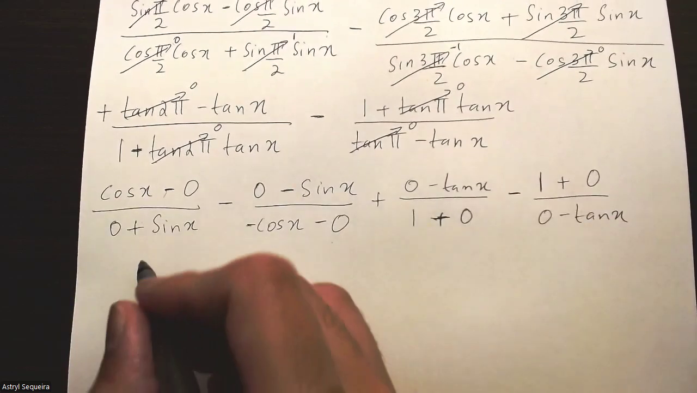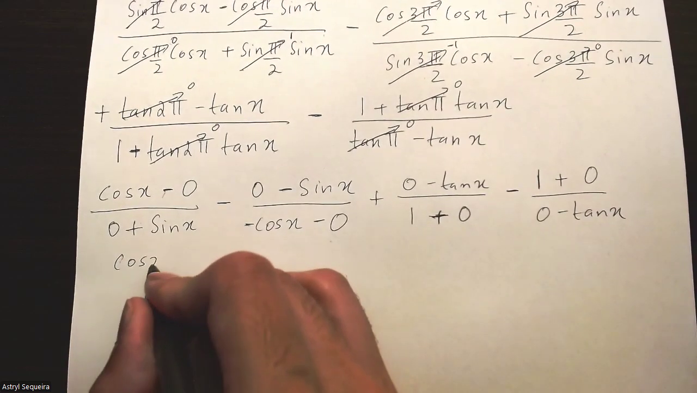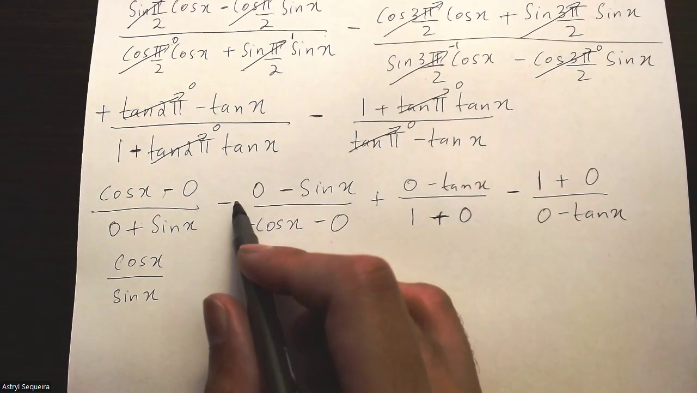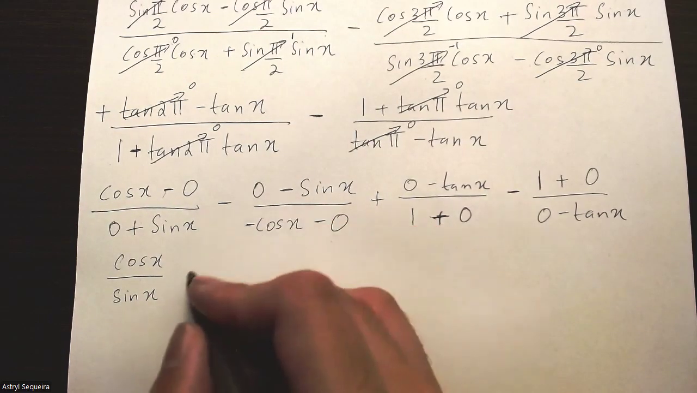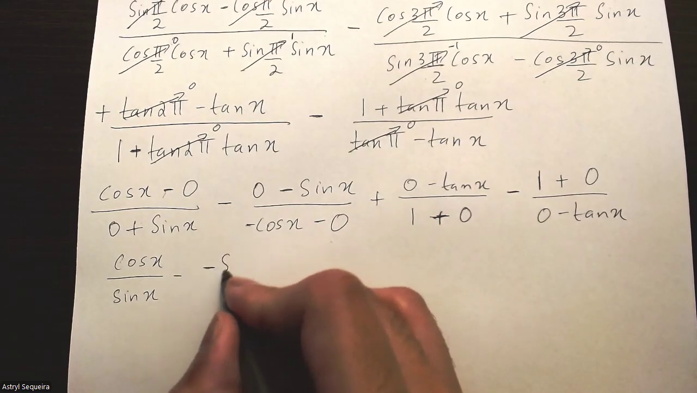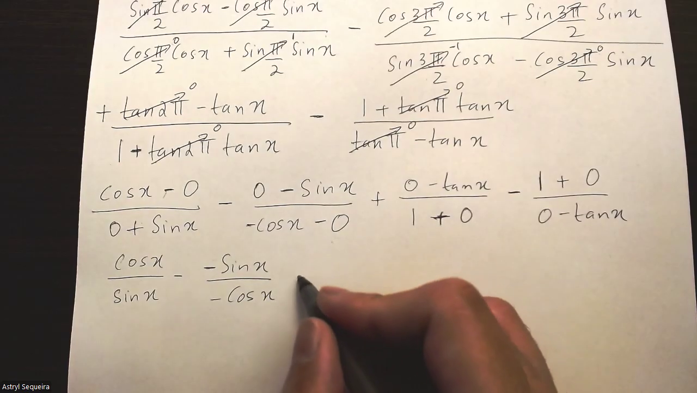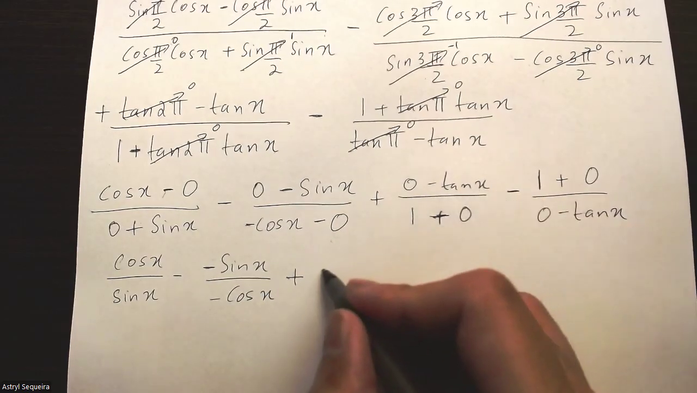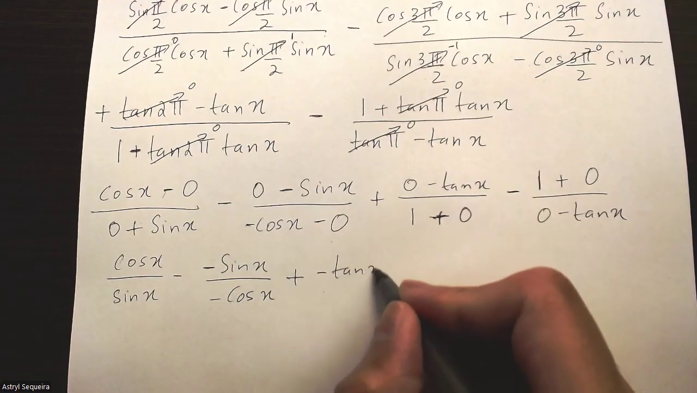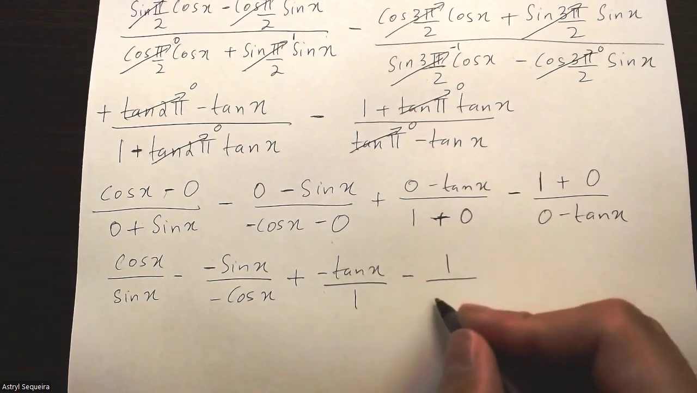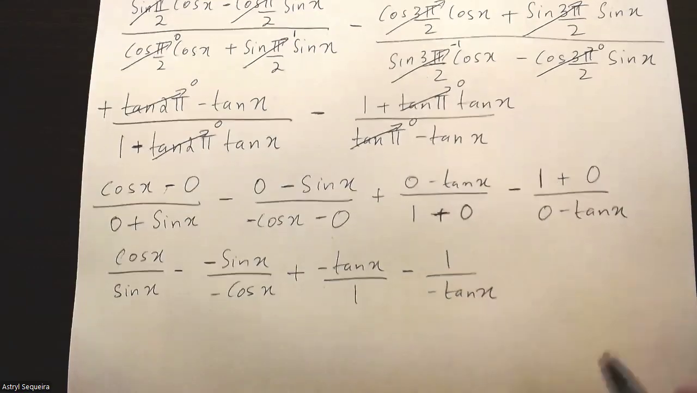Let's get rid of all the zeros. So here I just have cos x over sine x. Here I have negative sine x over negative cos x. Over here I have just negative tan x over 1, and the last one is just 1 over negative tan x.